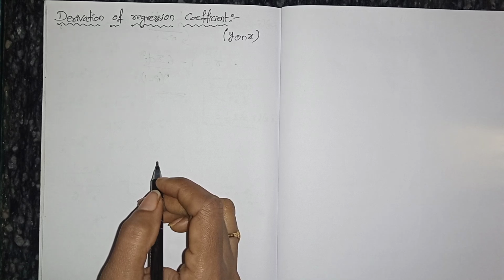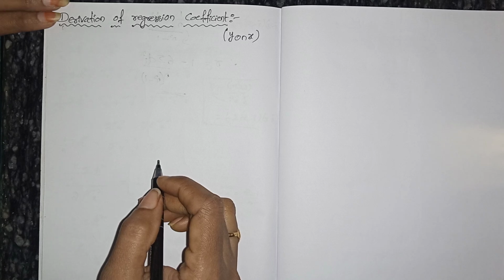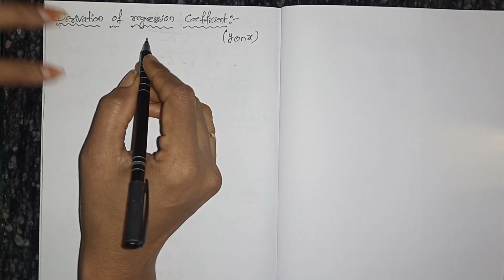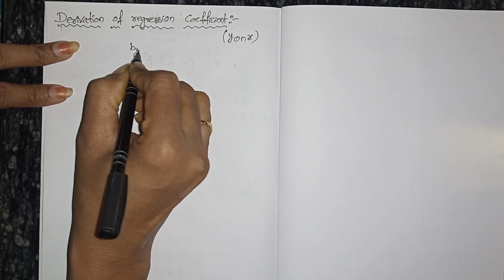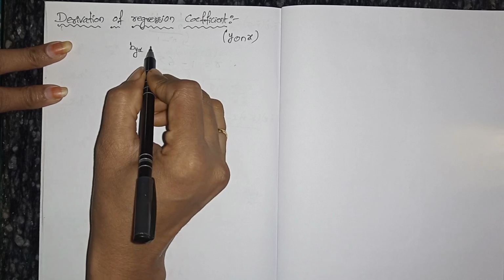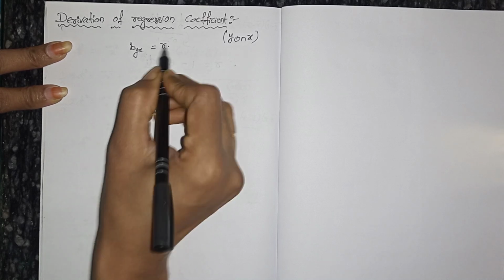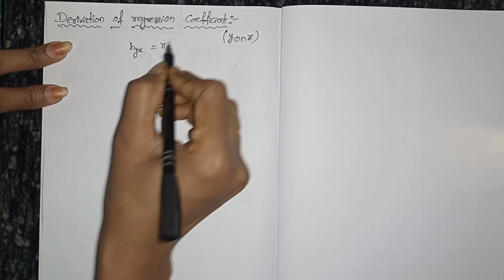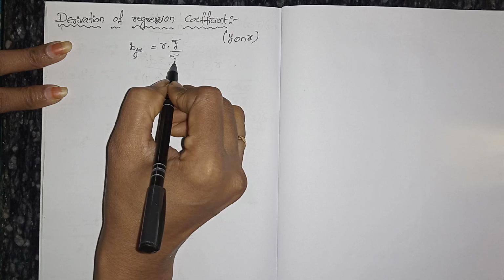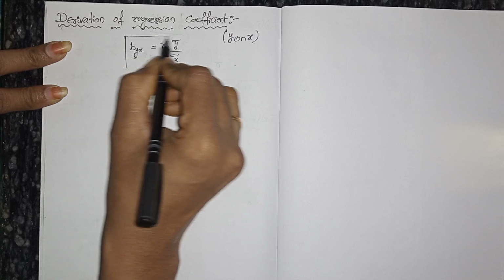This is very important for unit 1, semester 3 statistics students. So now let's learn what y on x is. Our target is to derive b_yx. The regression coefficient is denoted by b_yx. So b_yx equals r into, here we have y, so standard deviation of y by standard deviation of x. We have to derive this formula.